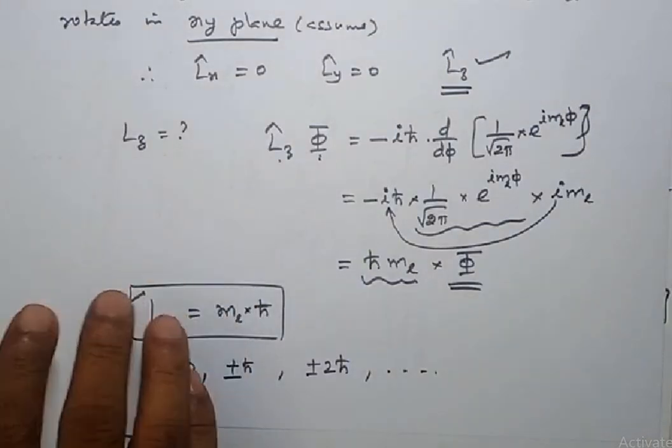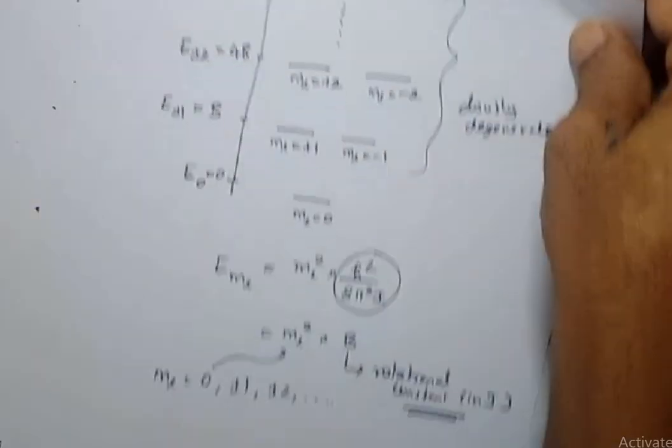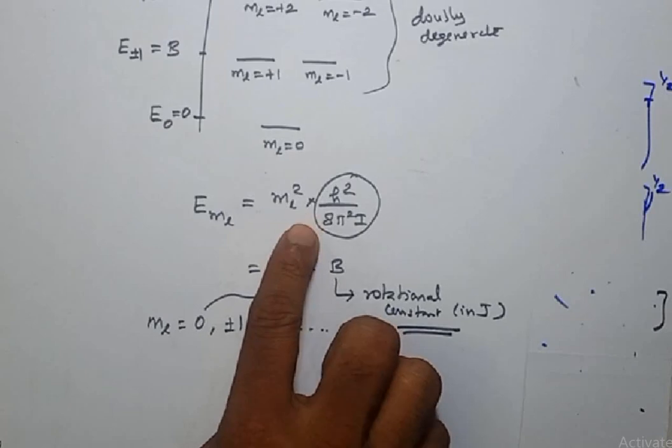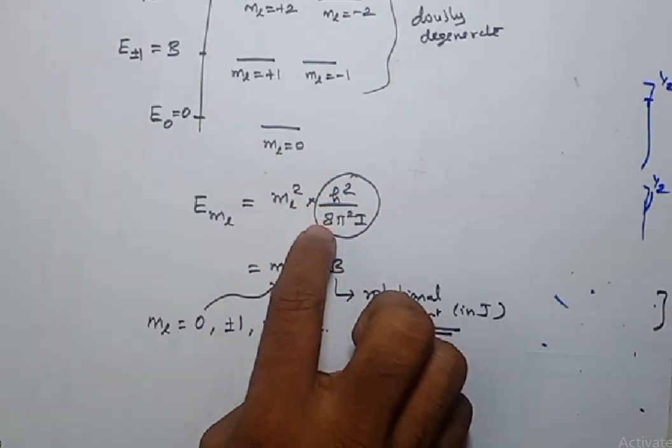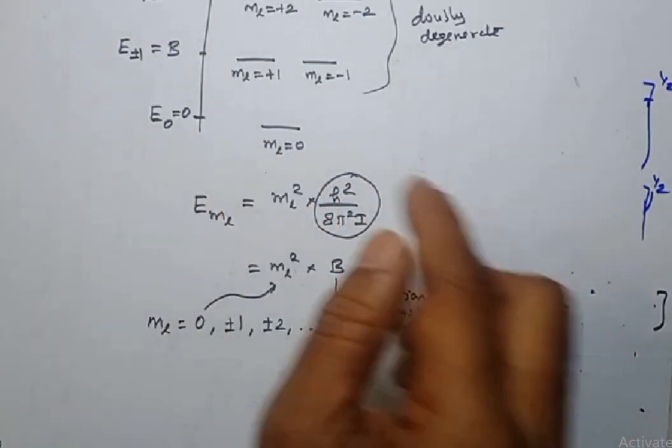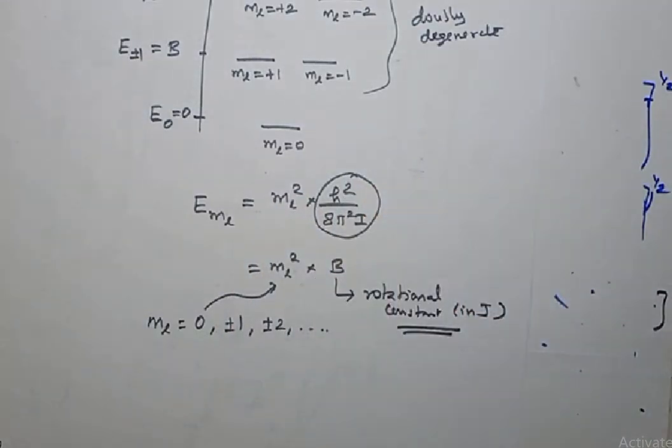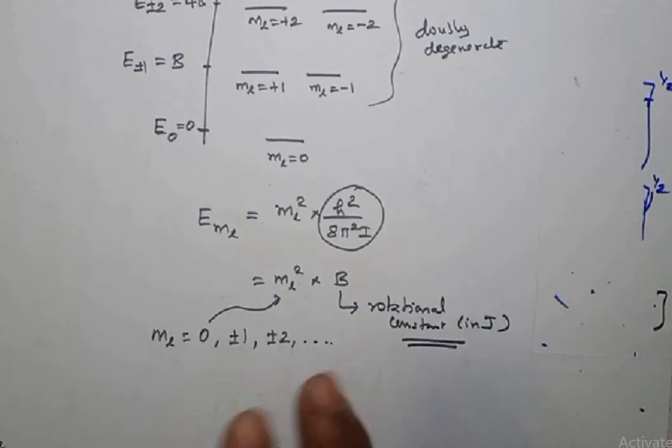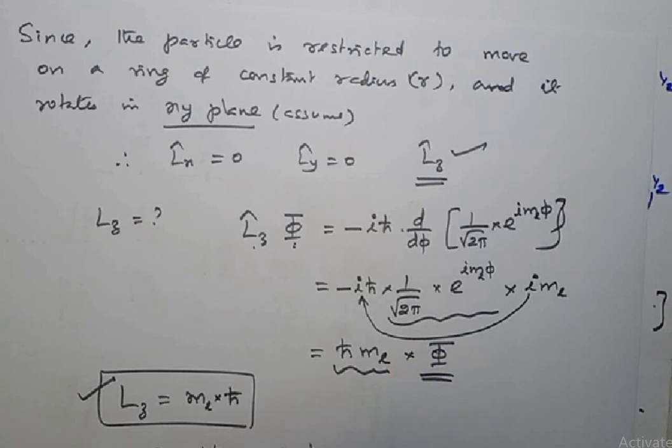Whatever I have discussed here is the energy formula for a particle on a ring, and the same energy formula is applicable for a rigid rotor in 2 dimensions. I have already told you, particle on a ring and rigid rotor in 2 dimensions are one and the same. Okay, so I stop here. In the next class, we will discuss the particle on a sphere or rigid rotor in 3 dimensions.